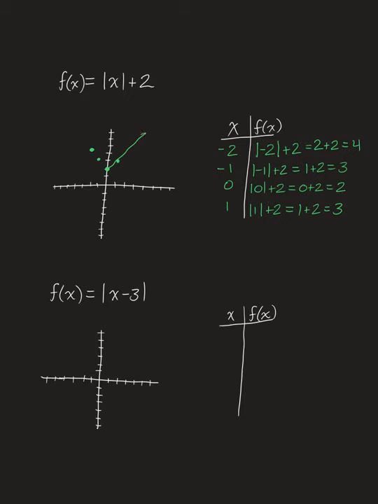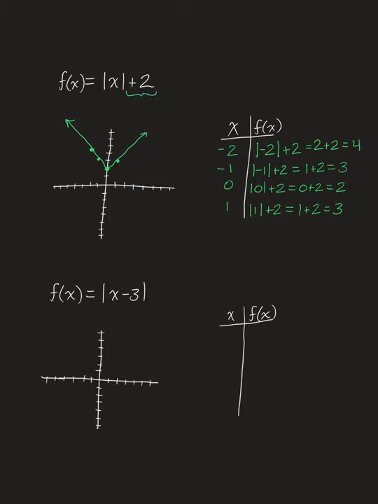So you can draw your graph here, and it would help if I had a ruler, but I don't. And it makes a V. Now if you compare this to the parent function, it shifted up 2, okay? And that's because of this guy right here.